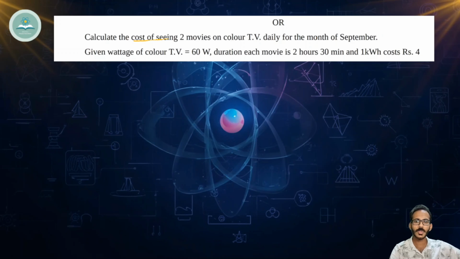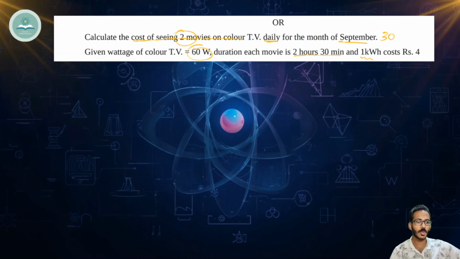Calculate the cost of seeing 2 movies on color TV daily for the month of September. How many days are there in September? January, February, March, April, May, June, July, August, September, 30 days. So September has 30 days. Now, given the wattage of the color TV is 60 watt and the duration of each movie is 2 hours 30 minutes. And for 1 kilowatt hour, the cost is rupees 4.